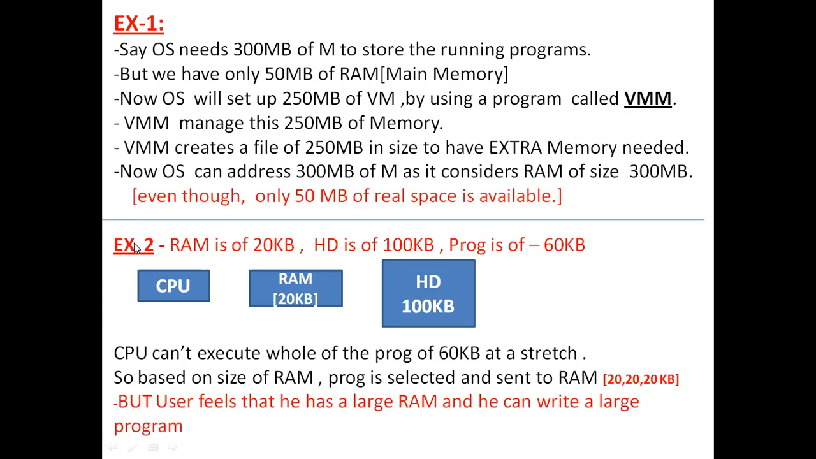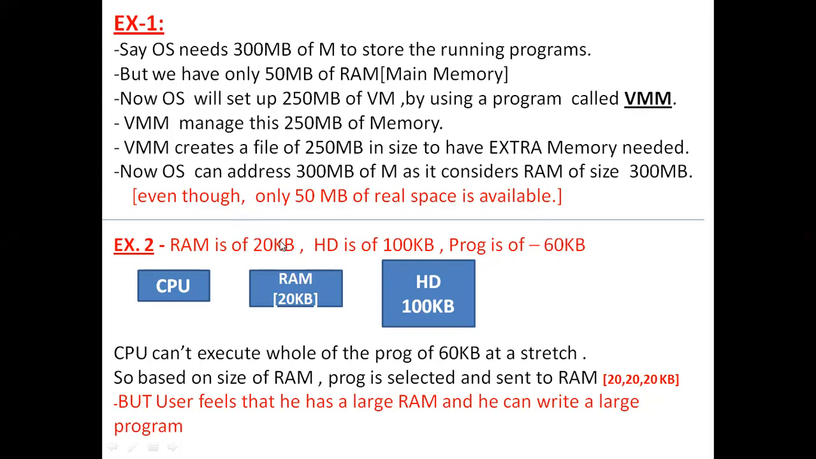And the second example justifies the existence of virtual memories. Suppose the RAM size is 20 KB and the hard disk is of size 100 KB. As you can notice, the size of the hard disk is much larger than the RAM size. For a simple example, let us take the RAM size of 20 KB and a hard disk of 100 KB, and a program of size 60 KB. As you can see, the program is larger than the available RAM. Hence, I cannot store 60 KB of my program into the RAM.